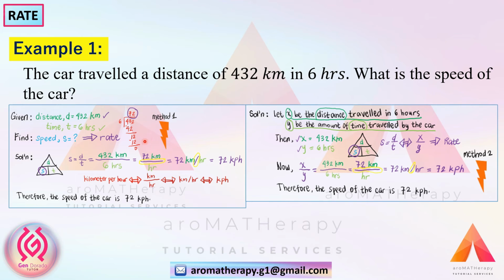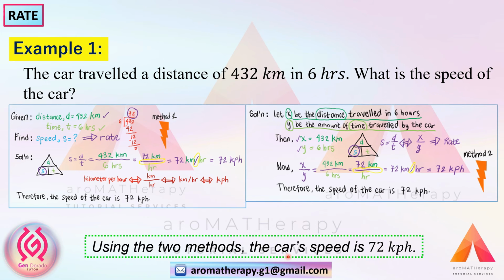Take a look at these two methods. Sa method 1 at saka sa method 2. What do you see? Pareho lang. O, di ba? Pareho lang yung method na ginamit natin. Magkaiba lang yung style ng pag-solve. So here, using the two methods, the car's speed is 72 kilometers per hour. Again ha, it's up to you kung anong gagamitin yung process. Para sa akin, mas madali ito, yung mag-name ng given kaysa sa mag-ganito pa sa method 2. Okay?